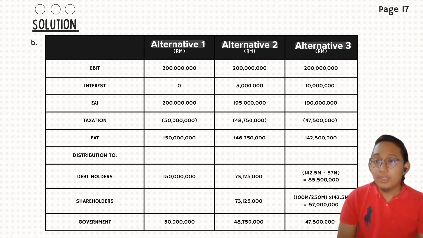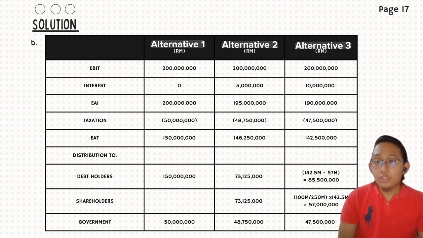For the first alternative, we have the EBIT of 200 million minus the interest of 0 because they have no debt. Then we will get the EAI of 200 million. Then we minus the taxation of 50 million, which comes from 0.25 times 200 million. Then we will have the EAT of 150 million. Then we distribute to shareholders only, who will get 150 million, and the government will get 50 million through taxation.